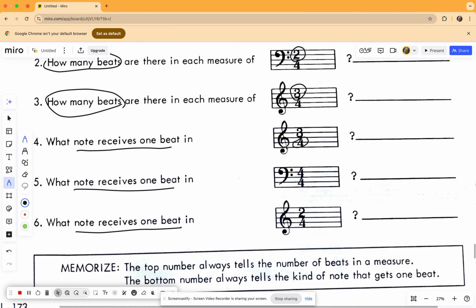What note receives one beat? What did the 4 correspond to? The 4 corresponded to this, which is a shaded oval with a stem. What was that called? Look at the top. You'll see the answer up there.